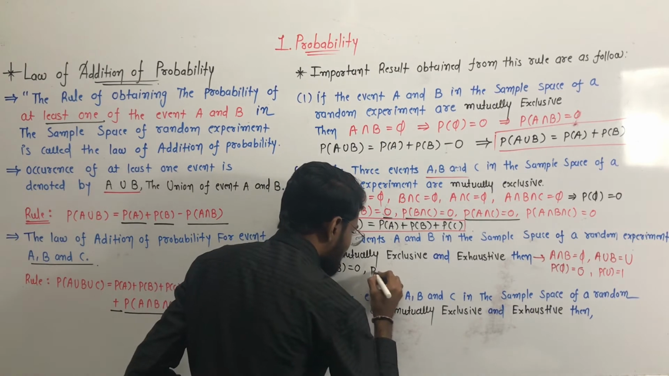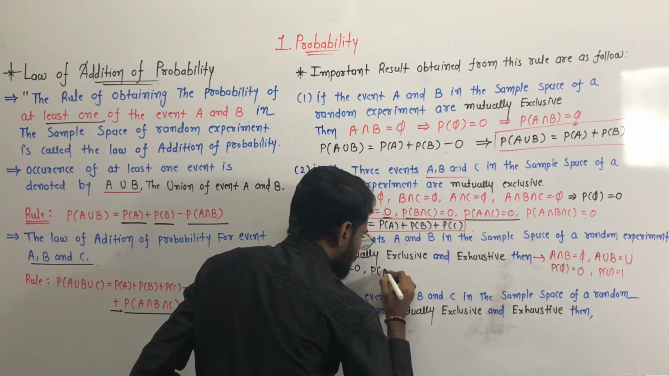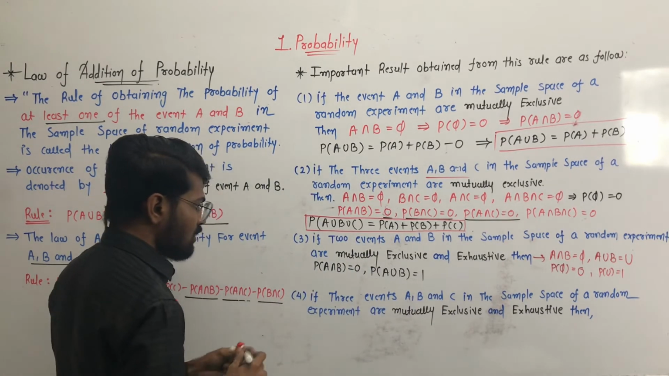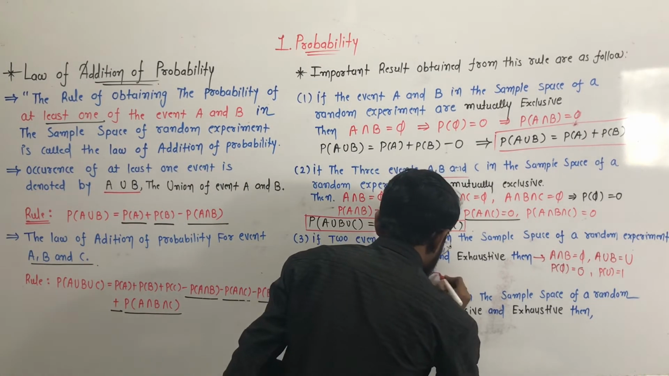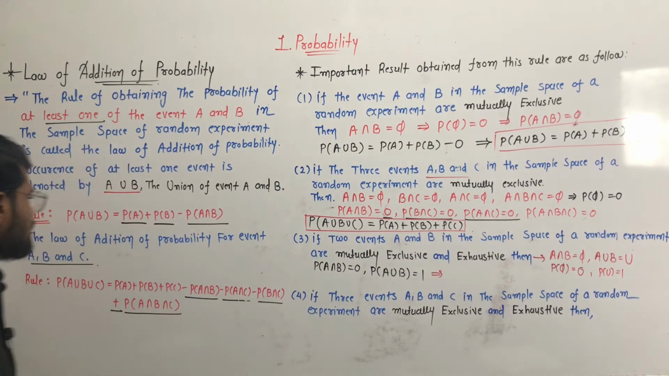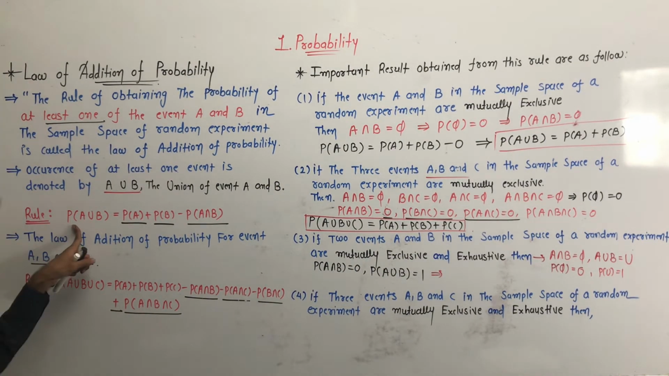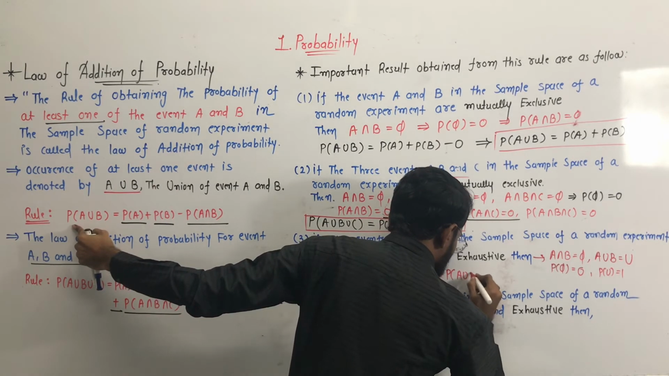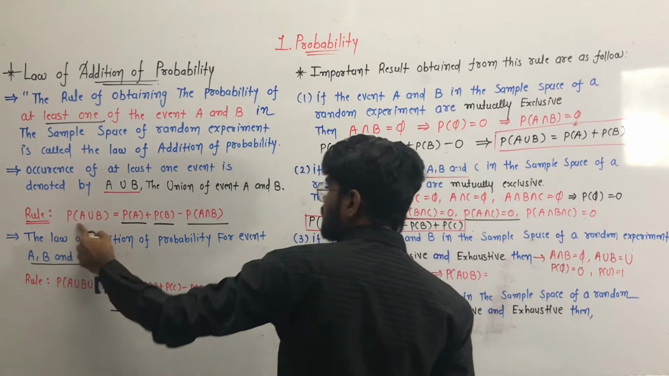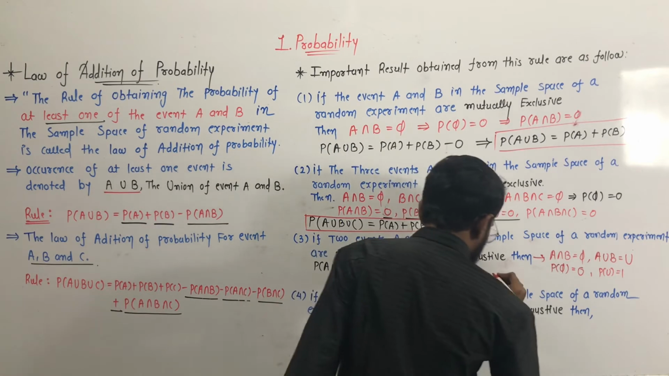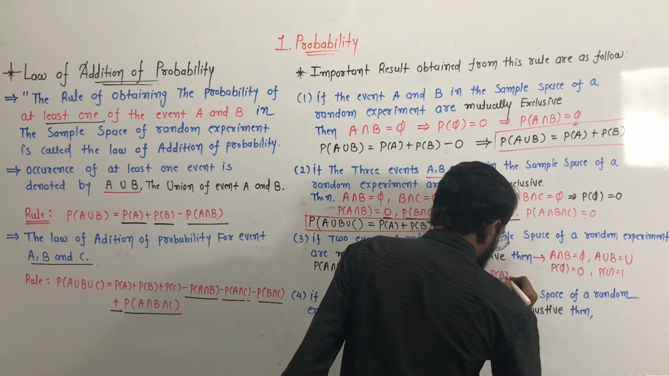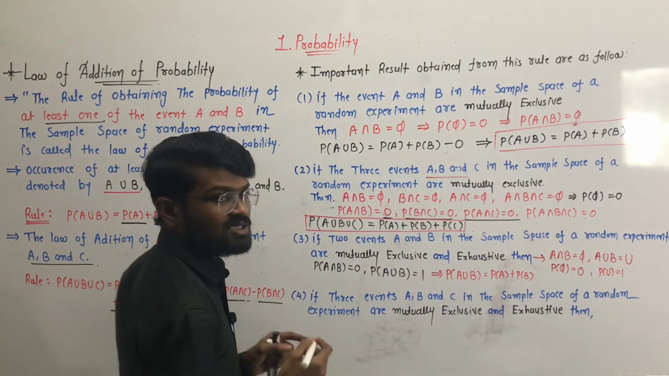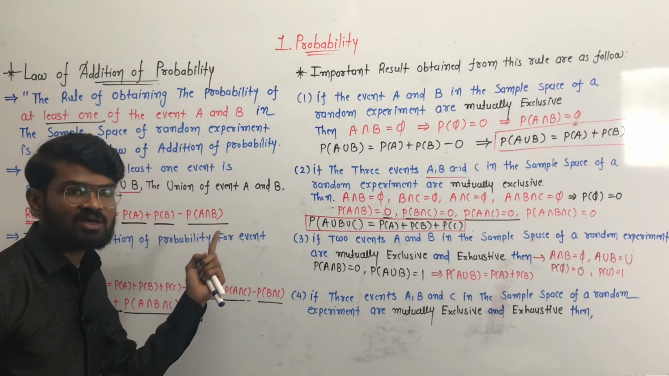Yes, so the probability of the union of events A and B is equal to 1. Now we write the equation. There are two events, so we write P of A union B is equal to P of A plus P of B minus P of the intersection of events A and B.